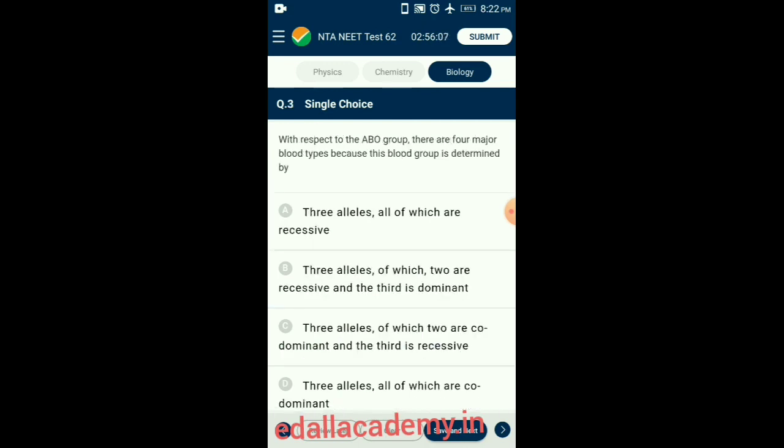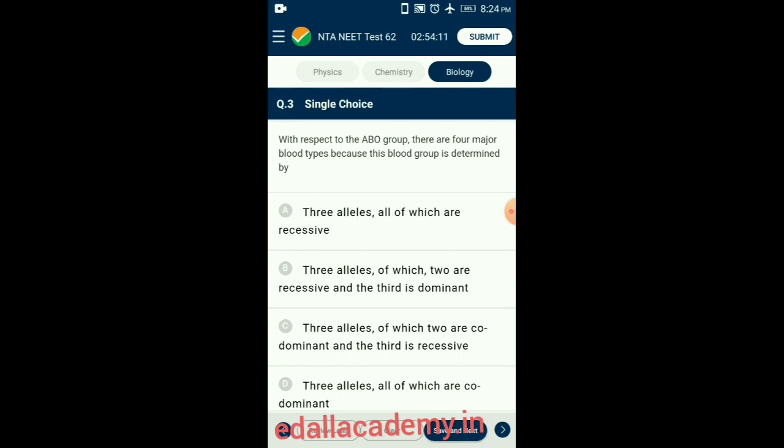Question number 3. With respect to ABO blood group, there are four major blood types because this blood group is determined by three alleles: I^A, I^B, and I^O. Alleles I^A and I^B are codominant.